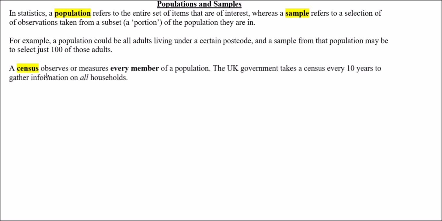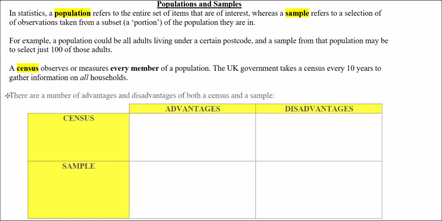A census observes or measures every member of a population, every single member, so that takes ages. The UK government does this, of course, every 10 years to gather information on all households. If you're not familiar with this, ask your parents or carers, they will have had to have done one at some point, I'm sure. So there's a number of advantages and disadvantages to both a census and a sample.